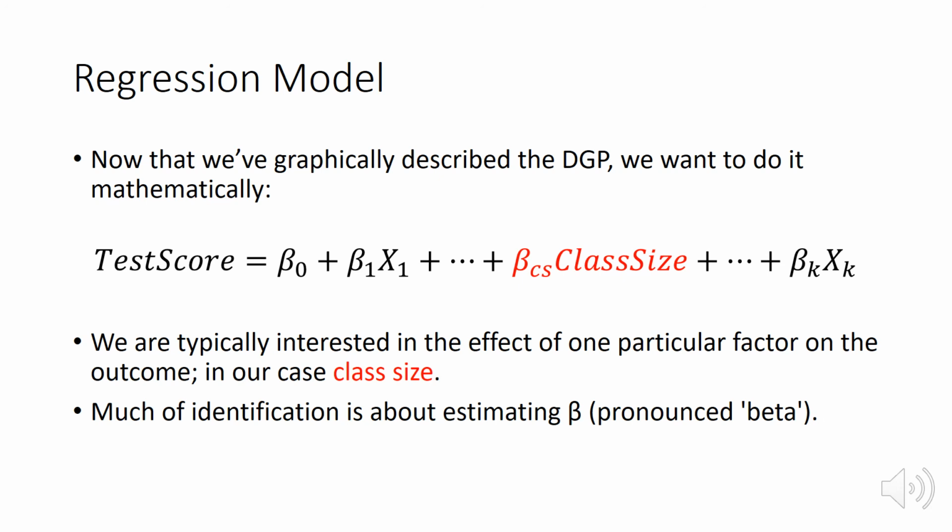Maybe that's not the right way to think about this model. Maybe class size is interactive with other stuff. But in this model, what we've done is assume that test score is a function of a bunch of stuff. One particular part of that stuff is class size. And when we estimate a causal effect, what we want to know is the impact of that particular factor, in this case class size, on our outcome.